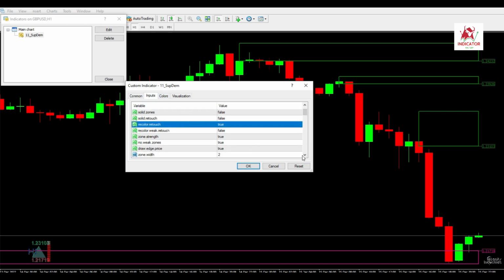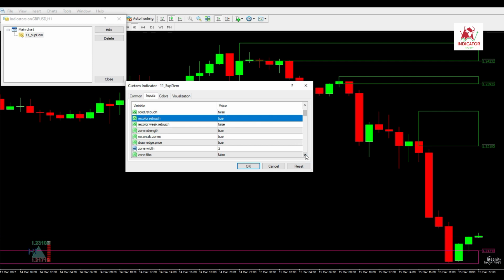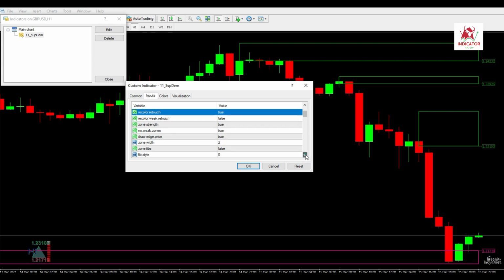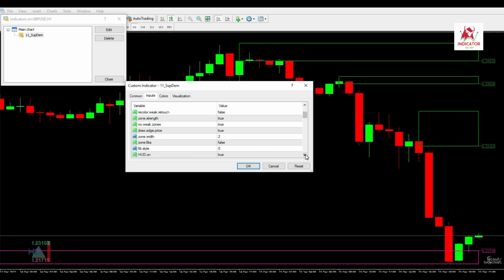Forex traders can apply the indicator on longer and shorter timeframes. However, as the indicator doesn't give buy or sell signals, traders need to use the Second SupDem with other indicators.